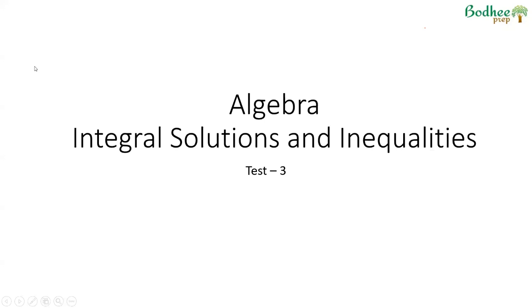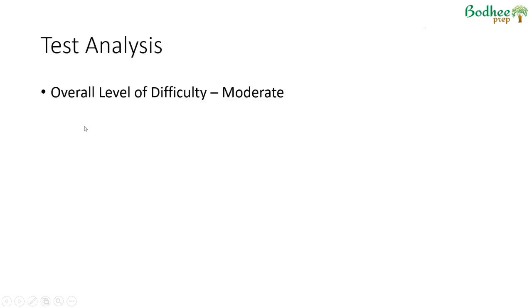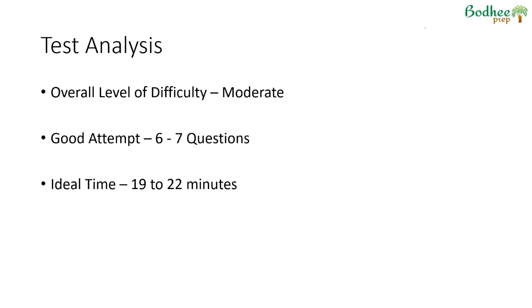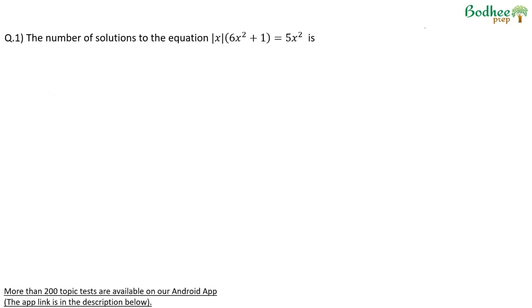This video is on the topic integral solutions and inequalities, and this is test number 3 on the topics. Overall, the test was of moderate level of difficulty, and about 6 to 7 questions net correct would give you a 95 plus percentile. The attempt time for these tests would be somewhere around the 20 to 22 minute mark to go through all the questions and make sure we get our 6 to 7 questions correct.